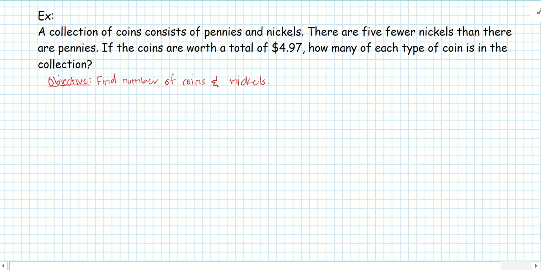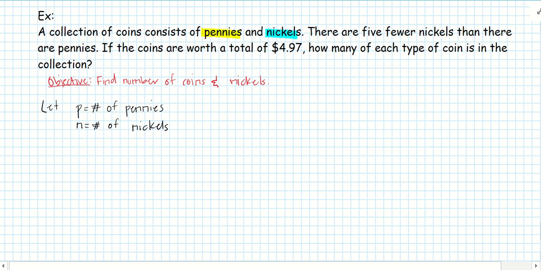So I'm going to go ahead and assign a variable to each one of them. I don't really know how many pennies there are, and I don't really know how many nickels there are. So I'm going to say let P equal the number of pennies, and N equals the number of nickels in the collection, right? So that's what we're going to start with.